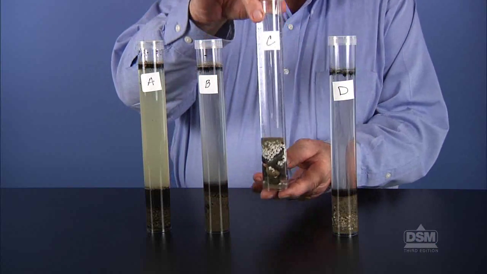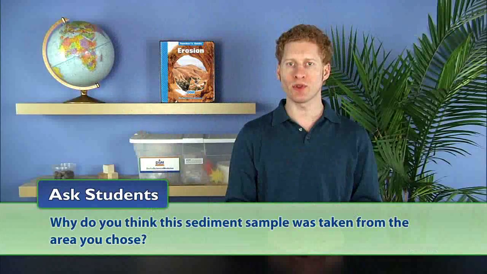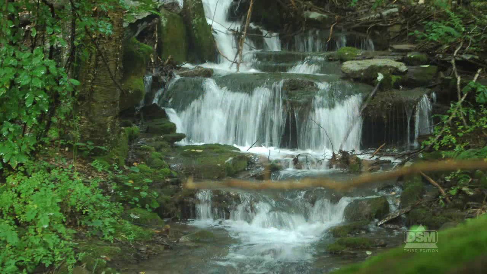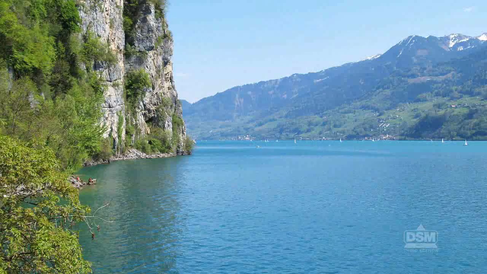Hold up tubes A through D one at a time and ask, why do you think this sediment sample was taken from the area you chose? Based on what they learned in Activity 4, students should be able to infer that the heavier particles settled out first, while the lighter ones were carried farther down the river, even as the speed of the river was steadily decreasing.